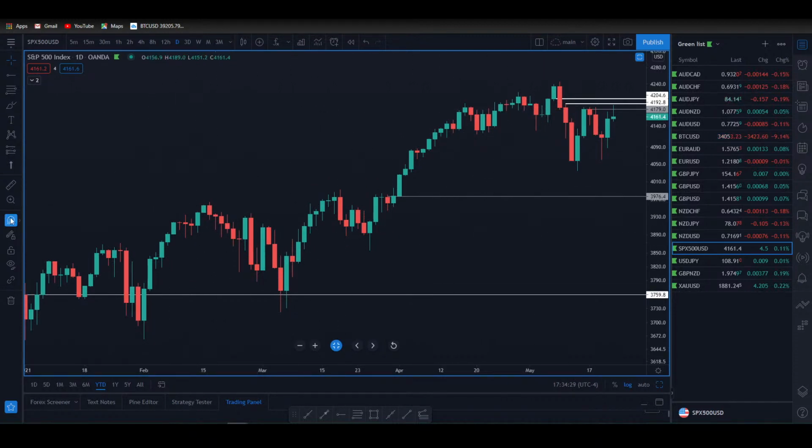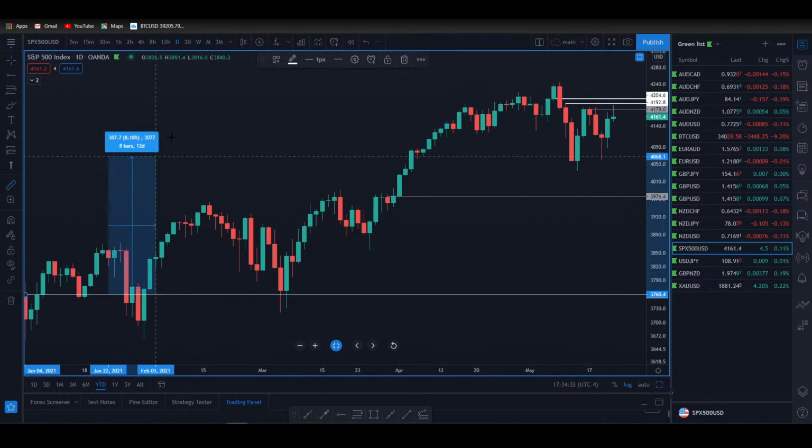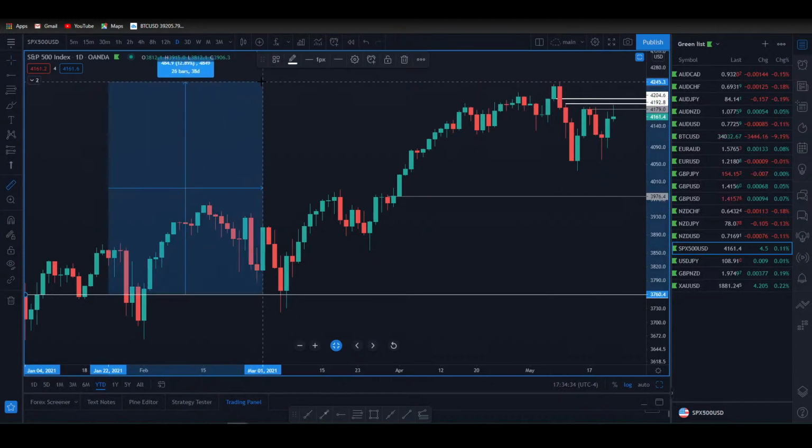Now, the average yearly gains for the S&P 500 is 8 to 12%.